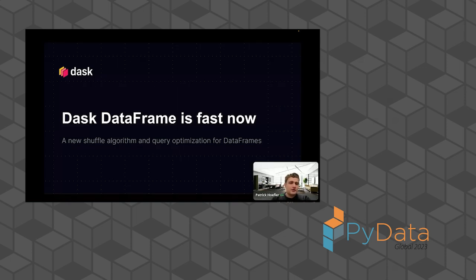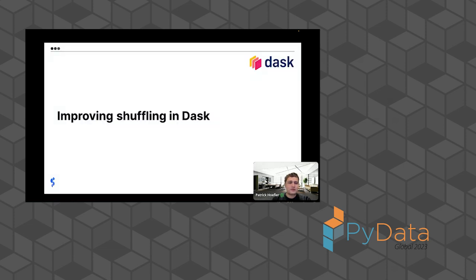That's the Pandas part. Now we will look a little bit into how we made Dask data frames multiple orders of magnitude faster. The theme of this part will be: Dask data frame is fast now. And the things that contributed mostly to this, except Arrow strings, which we've already seen, is a new shuffle algorithm and a query optimization for Dask data frames. The latter part is not on by default yet, but we will see how you can enable this if you want to in a little bit.